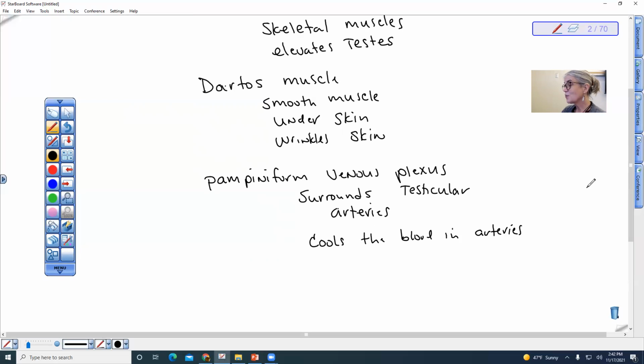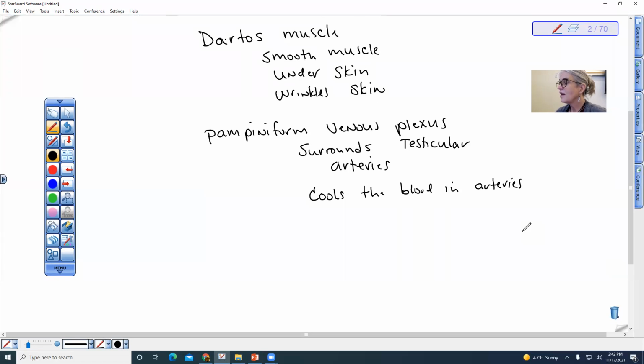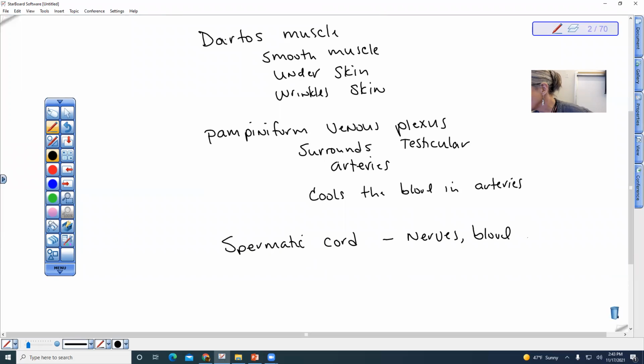Now, the arteries, as well as other vessels, travel via a structure that is referred to as the spermatic cord. The spermatic cord includes nerves, blood vessels, even lymphatic vessels, and also the ductus deferens.